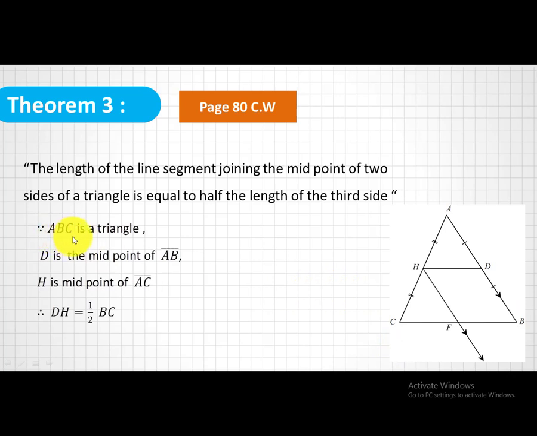Since ABC is a triangle, D is the midpoint of line segment AB and H is the midpoint of line segment AC. Therefore line segment DH equals half CB. And also HD is parallel to CB.